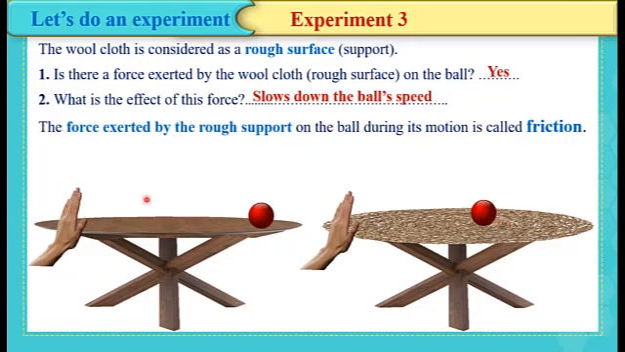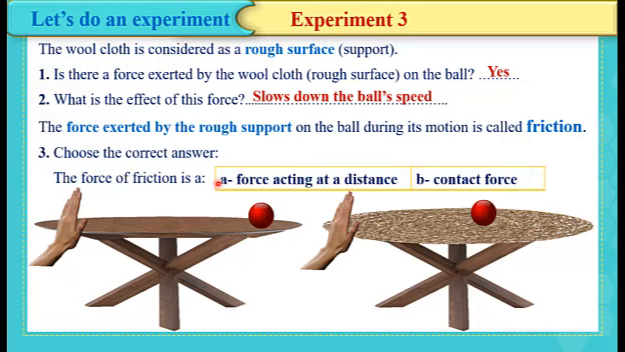The force exerted by the rough support on the ball during its motion is called friction force. Choose the correct answer. The force of friction is a force acting at a distance or a contact force. What do you think? Of course, a contact force since the ball is in contact with the rough surface.